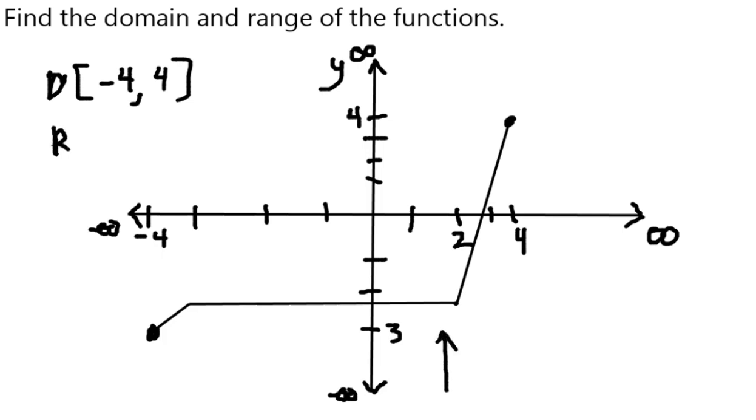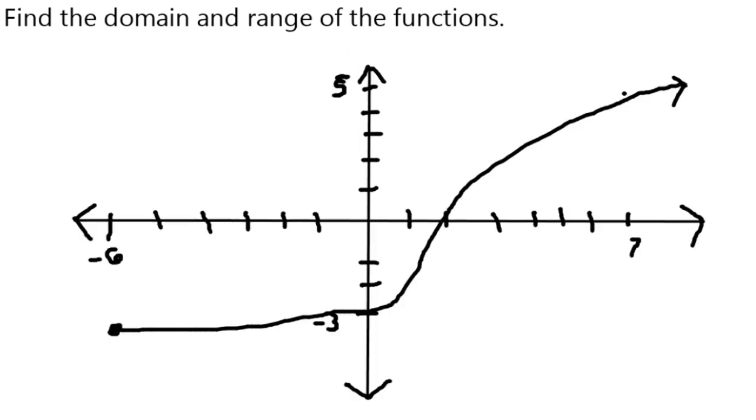Now for the range, we're just going to look for all values of y. So here, as you can see, this is through -3, and we're going to use a bracket because it is a closed circle. And here, we're going to use a closed circle. So this is the domain and range of this function. Now let's go ahead and try this one.